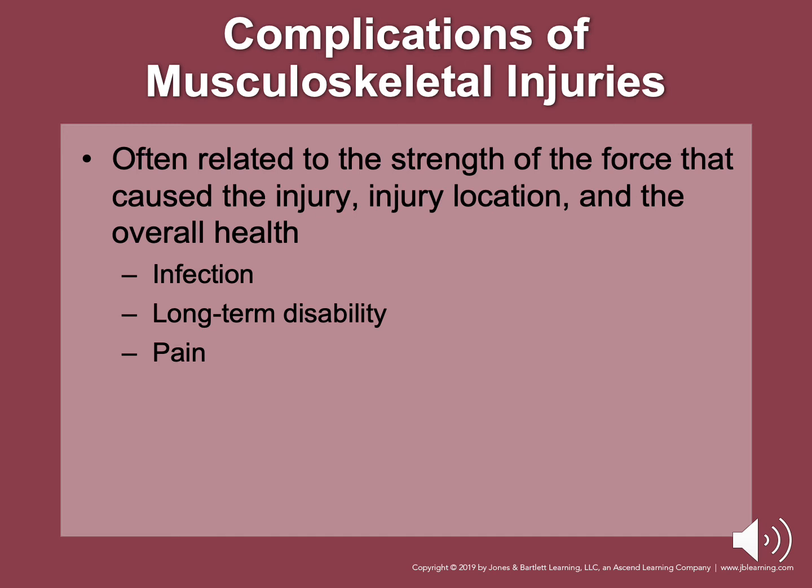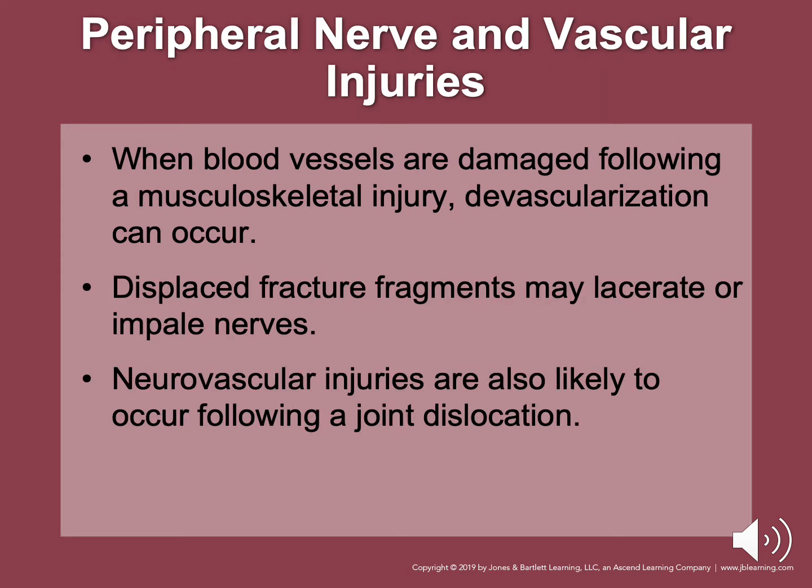Peripheral nerve or vascular injuries: when blood vessels are damaged following a musculoskeletal injury, devascularization can occur. Displaced fracture fragments may lacerate or impair the nerves. Neurovascular injury is likely to occur following a joint dislocation, and it is important to assess and reassess pulses, control bleeding, and maintain adequate intravascular volume.